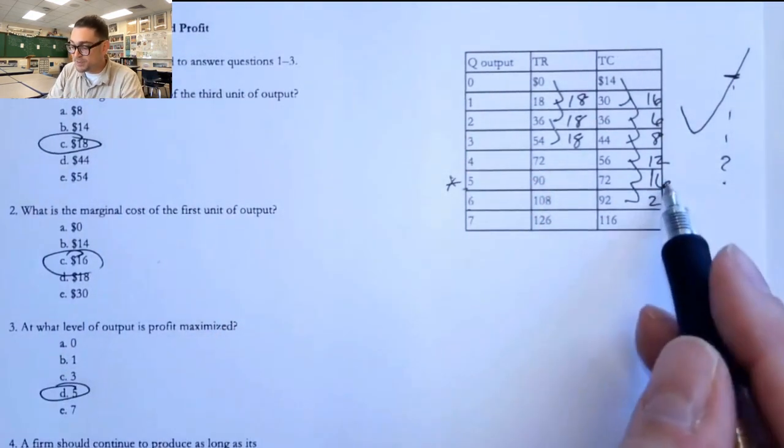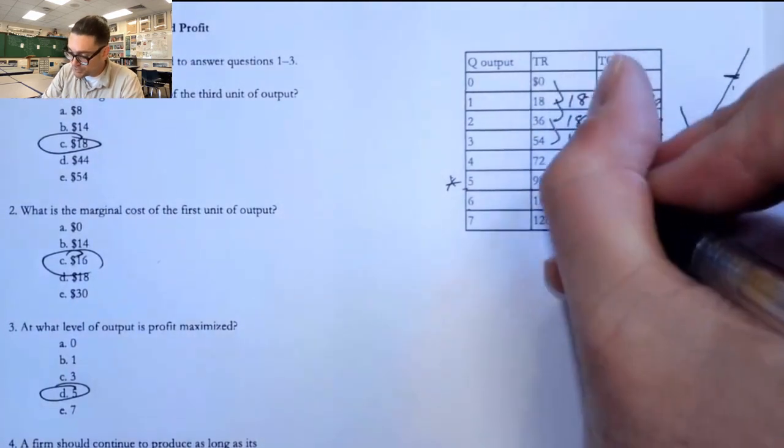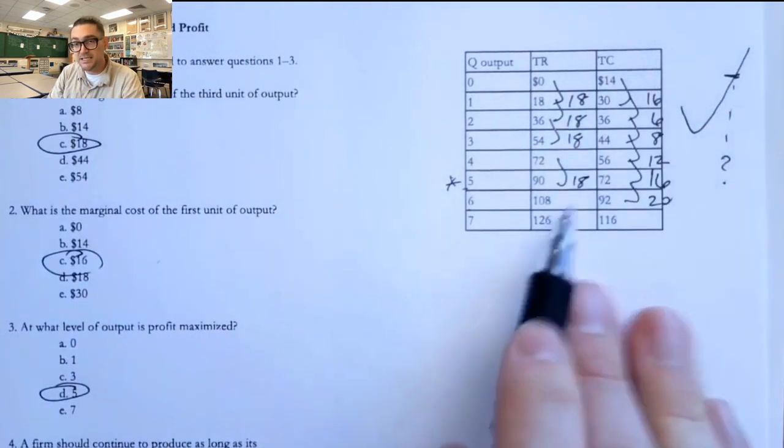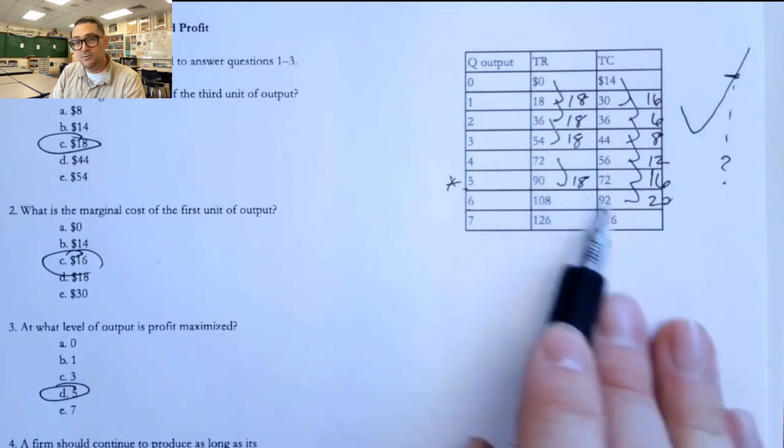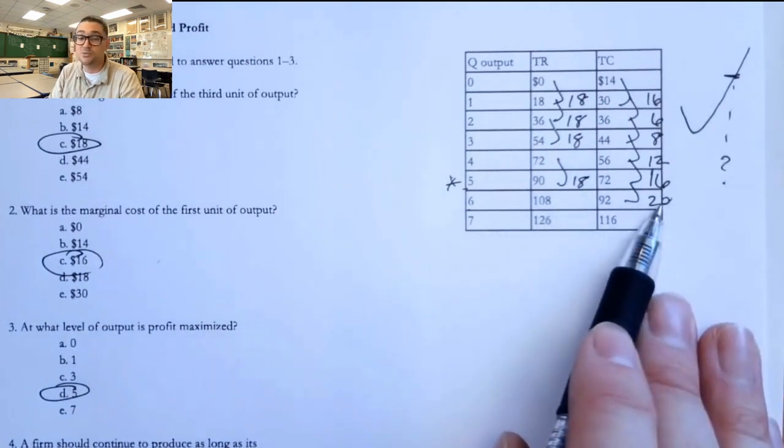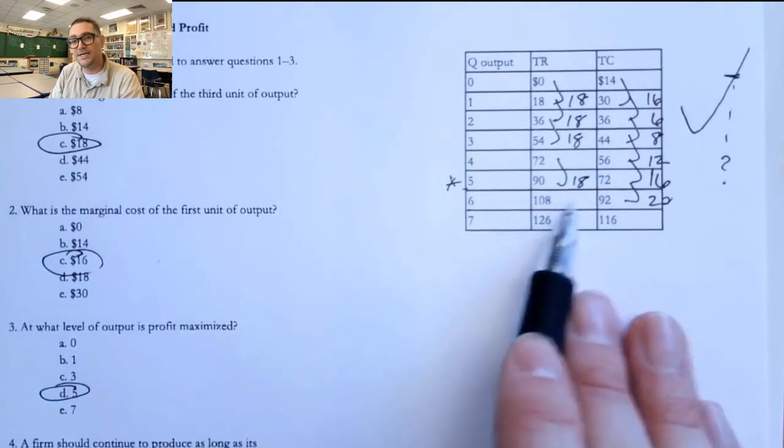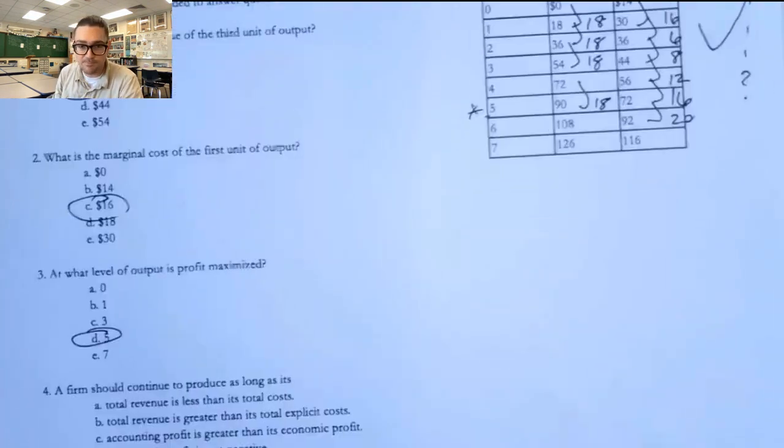And we maximize profit. How do I know that? Well, I know that the marginal revenue of that fifth unit is 18, and I know the marginal cost is 16, whereas for the sixth unit, the marginal cost is 20, and we wouldn't want to produce that unit because we're only getting 18 of revenue from the sixth unit as well.